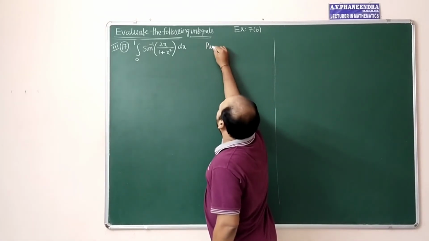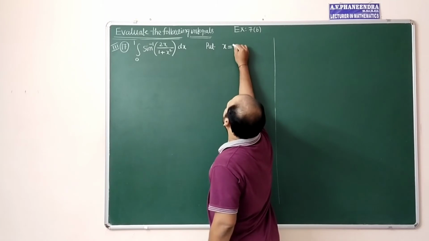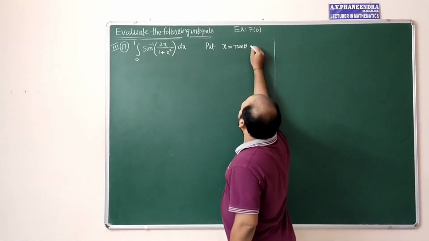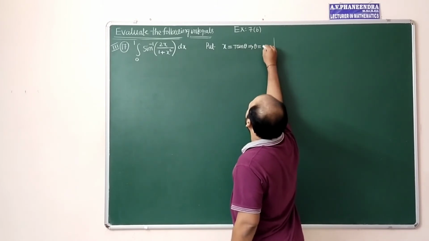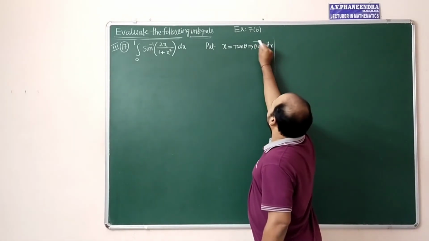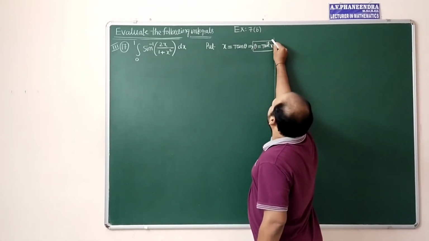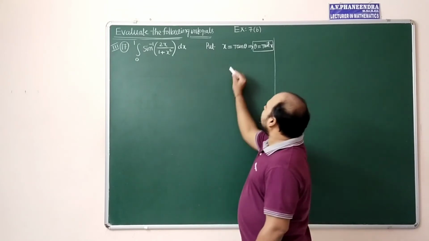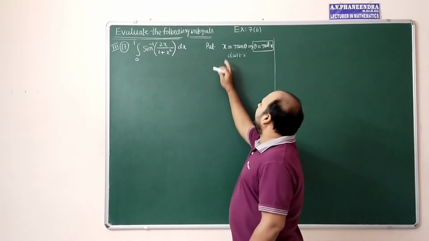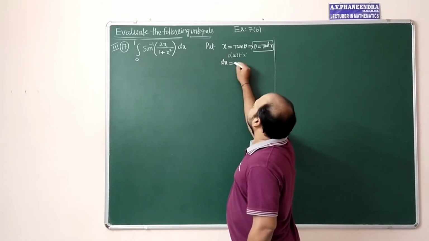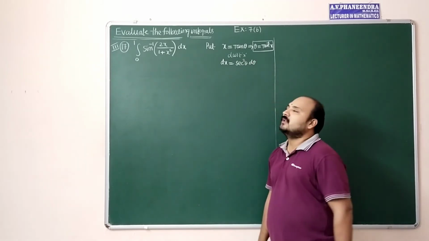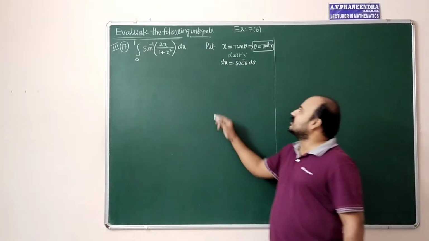Put x is equal to tan theta, then theta equal to tan inverse x. So differentiate with respect to x. So x derivative is dx, tan theta derivative is secant square theta, again theta derivative is d theta. Whenever we are taking assumption, limits will change obviously.